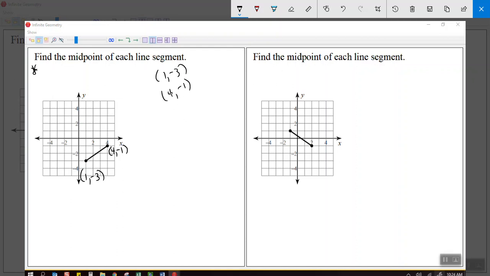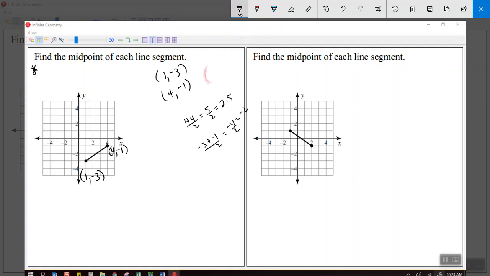And we can do what we did, which is add the x's. 1 plus 4 divided by 2 gives you 5 over 2, or 2.5. -3 plus -1 gives you -4 divided by 2, which is -2. So you can do it this way and get your midpoint.